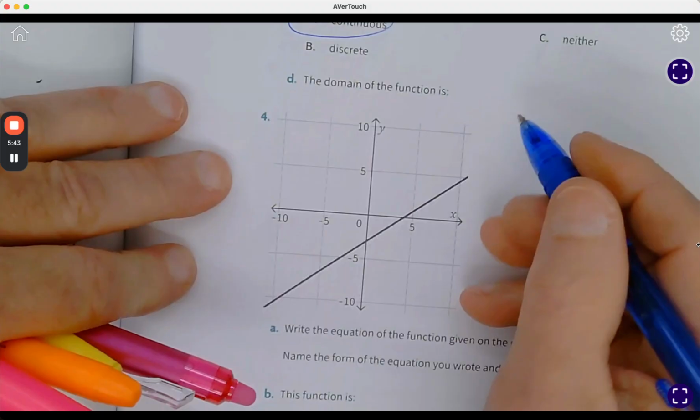Level up 1, done. Number 2, write the explicit equation. That's exponential. Y equals what? A times b to the power of x. See that number right there? That is your initial amount. That is A. So A equals 3.